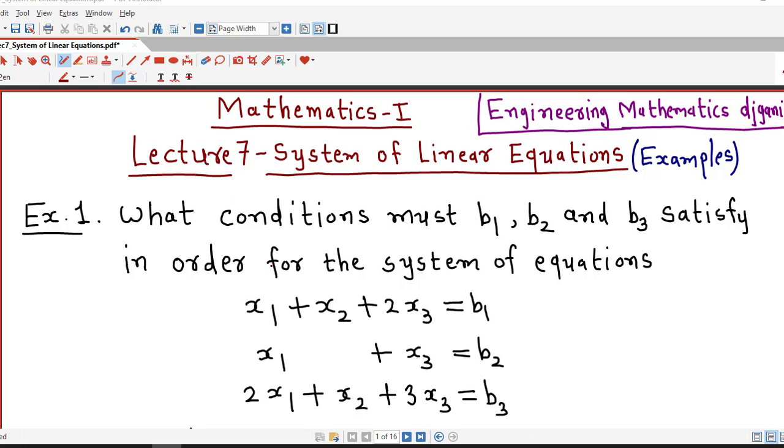In this lecture we are going to discuss two more examples on system of linear equations. So let us start with example number 1.